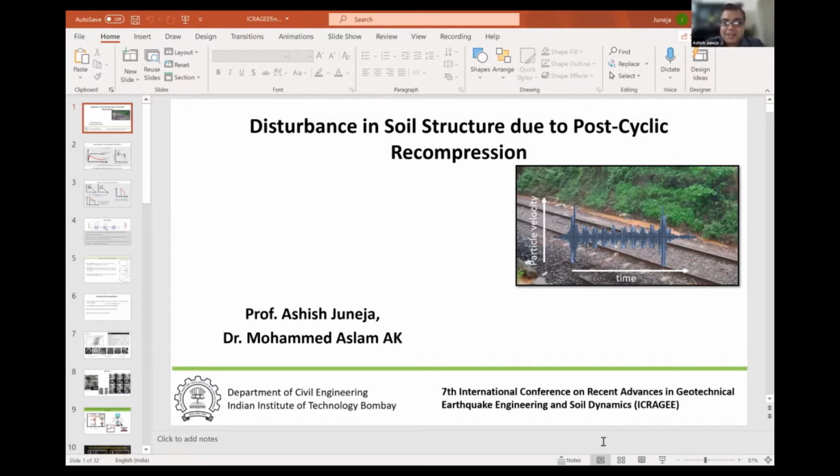Okay, with this, I'd like to spend the next 15 to 20 minutes to tell what we have recently done in our laboratory and examine what happens to soil after it is subjected to numerous cycles of loading. The genesis of this, in fact, comes from the figure on the right-hand side.